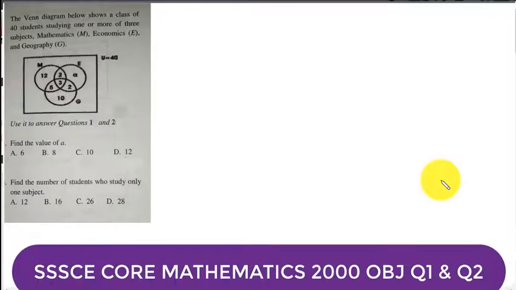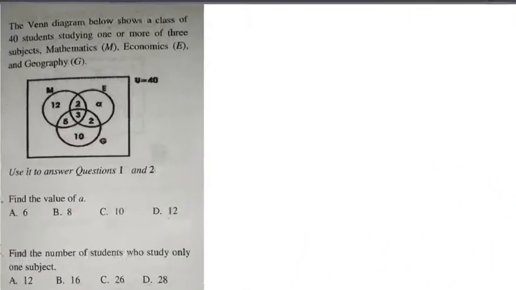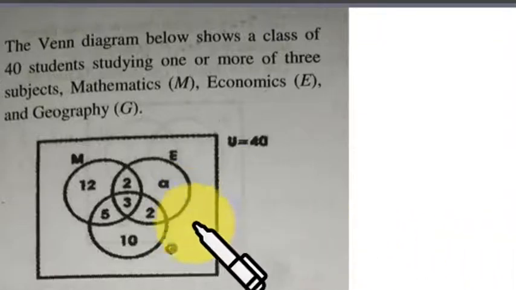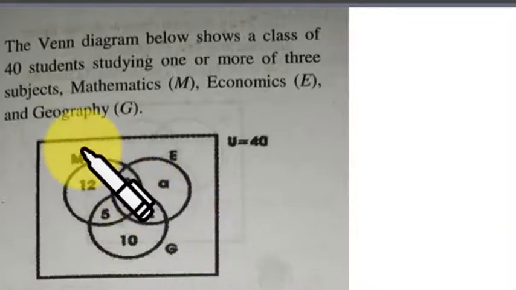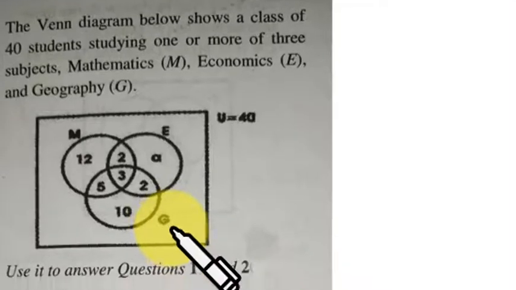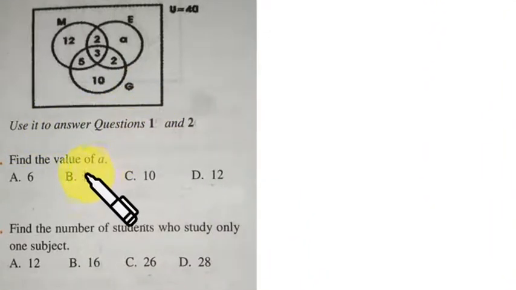We solved this question from SSSCE 2000 objective question number 1 and 2, and it says that the Venn diagram below shows a class of 40 students studying one or more of 3 subjects: mathematics, economics, and geography. So that is the diagram that we have here. M is for mathematics, E is for economics, and G is for geography. And we have to use it to answer questions 1 and 2. So that is the first one.